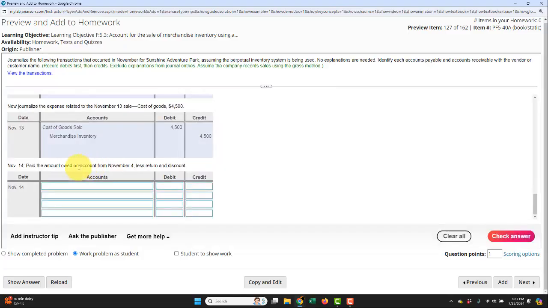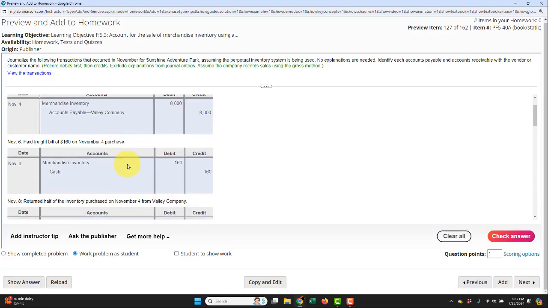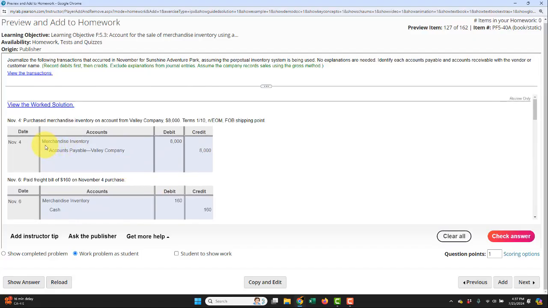Okay, so now we have a customer who's paying off the sale from November 4th. Or actually, let's see, paid the amount owed on account from November 4th. So if we look back up, what happened on November 4th? Oh, so this is from our purchase transaction. If you look back on this day, we made this $8,000 purchase and we created this payable.